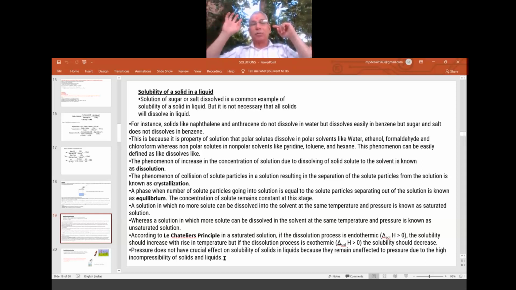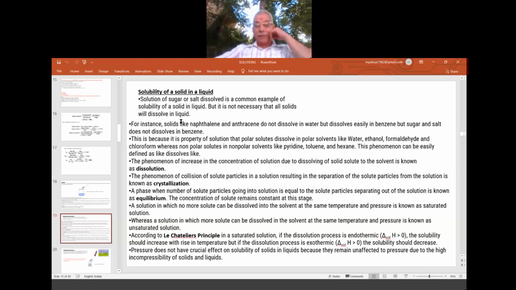So let us discuss the solubility of a solid in a liquid. A solution of sugar or salt dissolved are common examples of solubility of a solid in a liquid. But it is not necessary that all solids will dissolve. Though salt and sugar are soluble, not every solid is soluble in the liquid. Only some are soluble, depending upon the structure. So the solid which is not soluble is not taken here. Only those solids which are soluble in the liquid, which can go for liquid solutions, are studied under this topic known as solubility of a solid in a liquid.